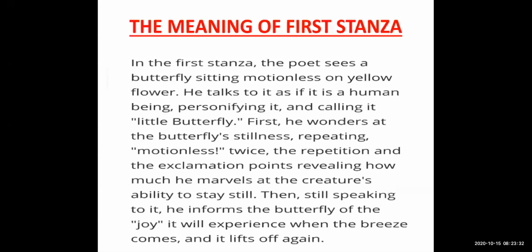The butterfly is repeating its action. It flies away and again sits on the same place. Sometimes the butterfly is motionless, and its repetition and its exclamation marvel the poet. At last the poet says that the butterfly gives him joy.